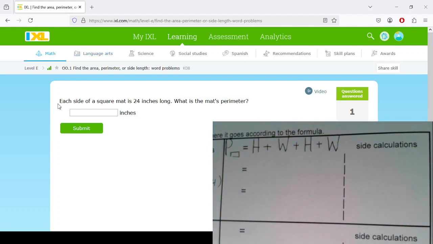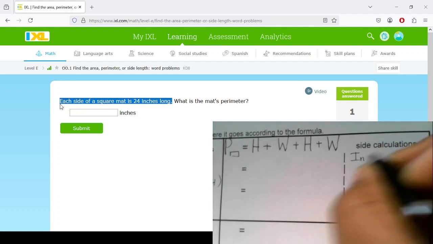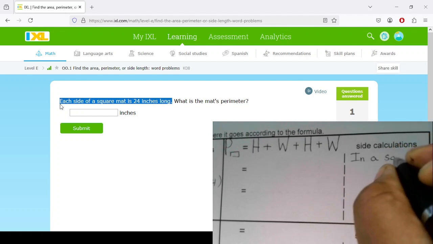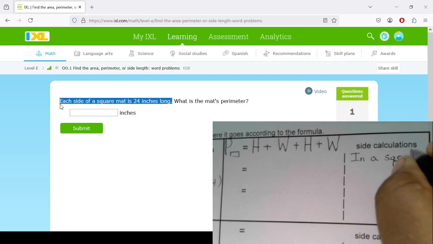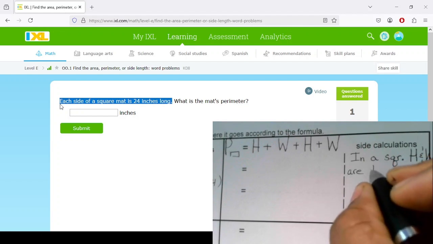Okay. Now, each side of a square mat is 24 inches long. So this sentence tells me the length of a side, and it tells me that I'm dealing with a square. And I know that in a square, this is a common mistake, the height dimension and the width dimension are the same.